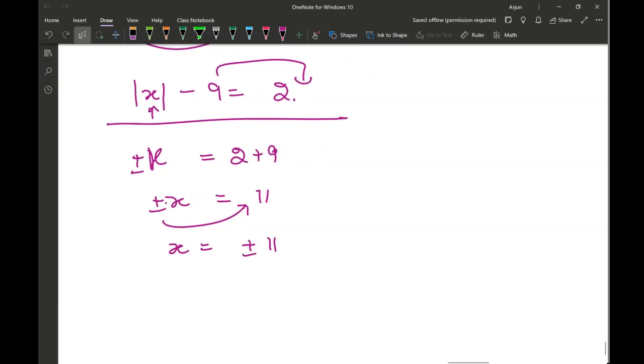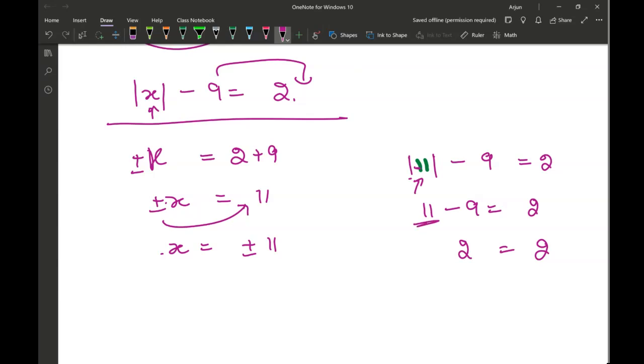So let's do some check. If I had 11 positive minus 9 equal to 2, let me change it so that you can see what's going on clearly. If I drop the absolute symbols, it's going to become 11 minus 9, which is equal to 2. So 2 equal to 2. If it was a negative, still when I drop the sign, it would have been a positive. That's why I got this plus minus here. Okay, so hopefully you were able to understand these simple basic algebraic questions.